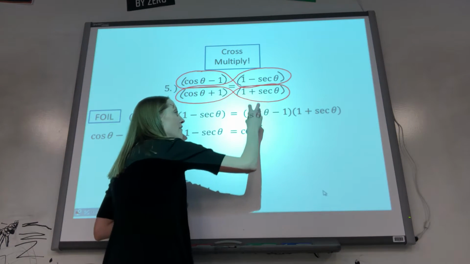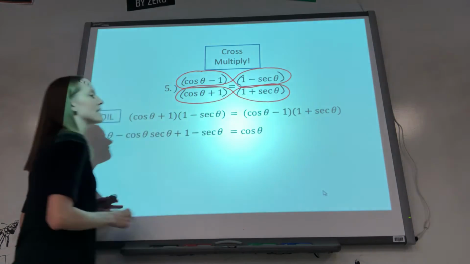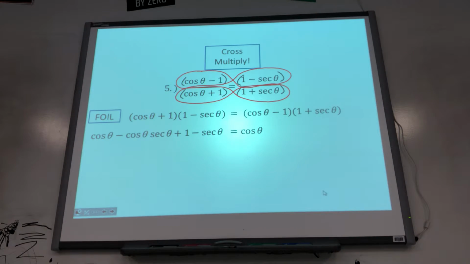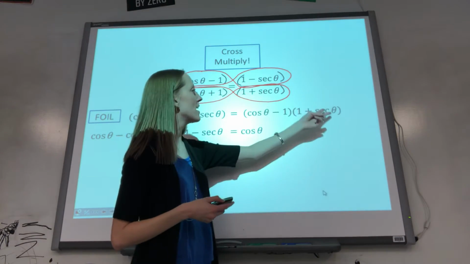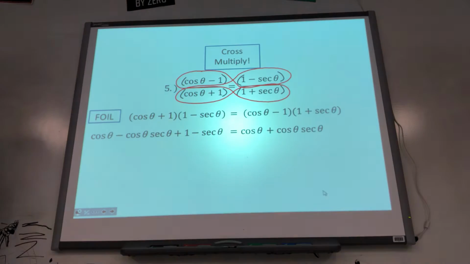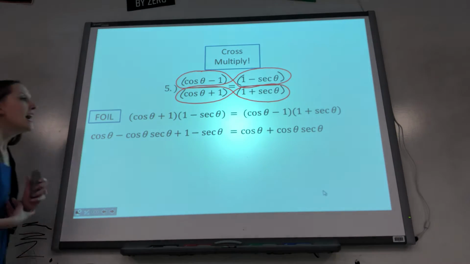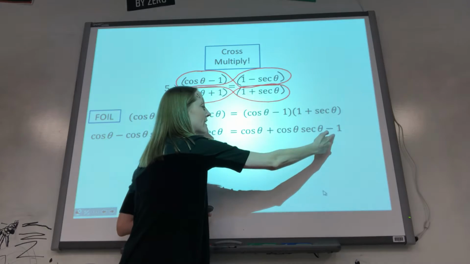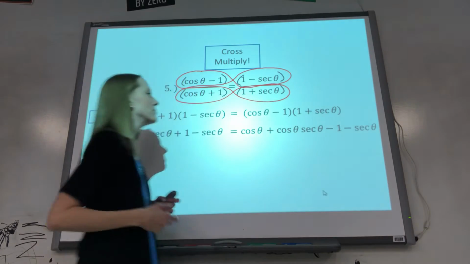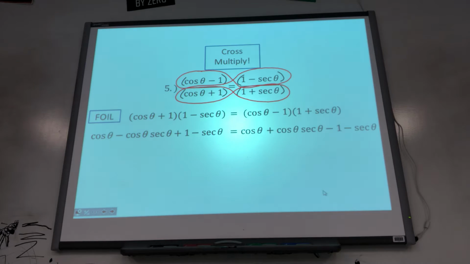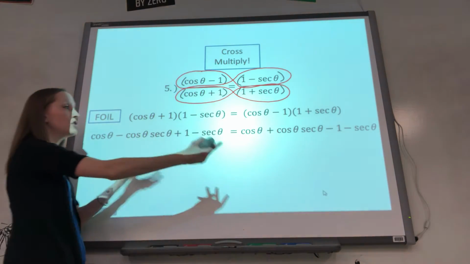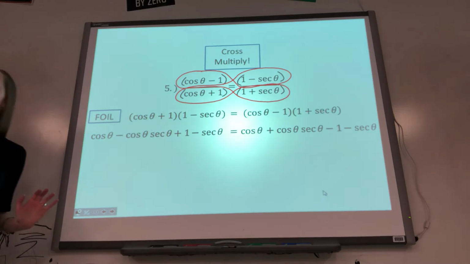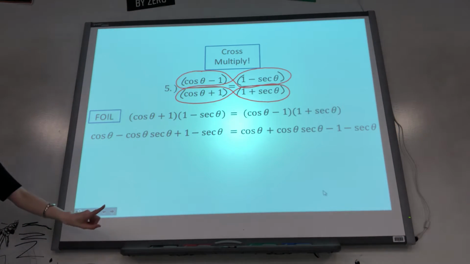We have some work to do over here, but I'm going to forget that for right now and move on to this side. First terms, cosine of theta times 1 is cosine of theta. Outer terms, cosine of theta times secant of theta. Let's just put those right next to each other. And then inner is minus 1. Last terms, I get minus secant of theta. You're basically working on both sides. You're trying to go as far as you need to get the left side to look like the right side.